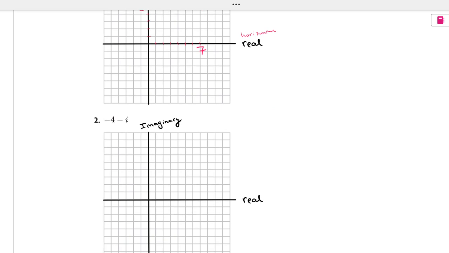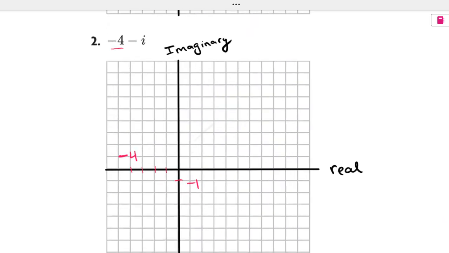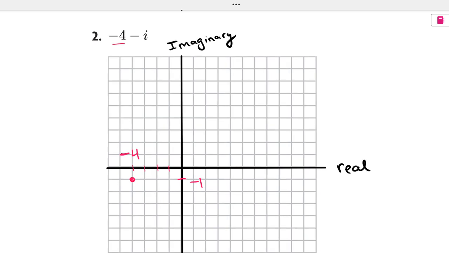Question 2. Same thing. Our real part is -4. So 1, 2, 3, 4. So -4. And our imaginary part, I'm going to actually put that above. Our imaginary part is -1, so we're down 1. And we have our point right there.